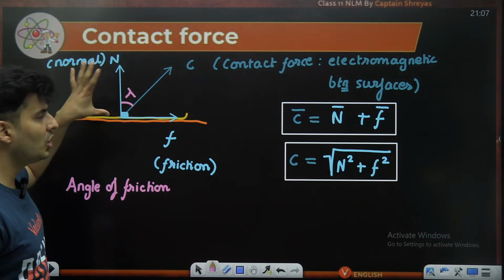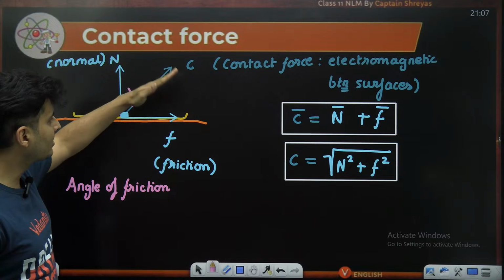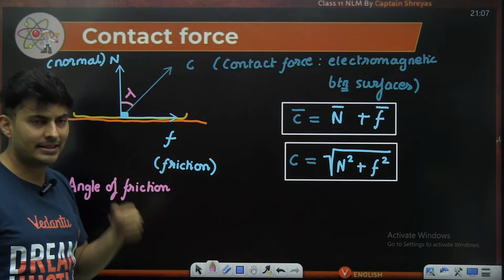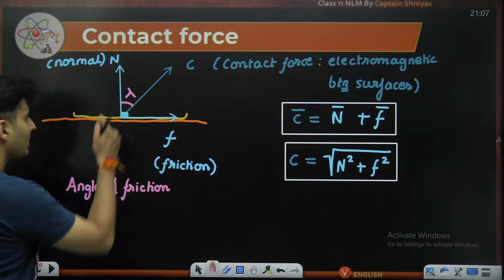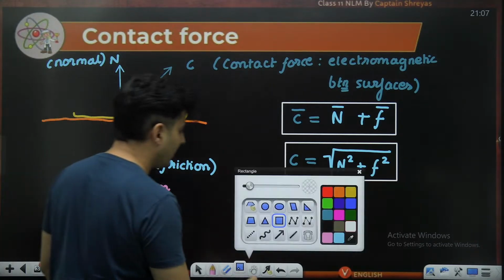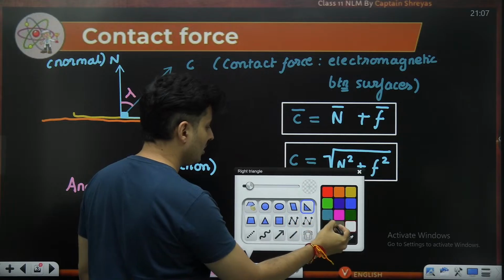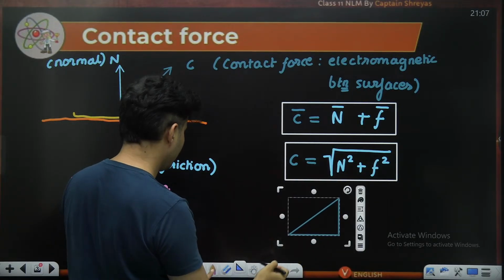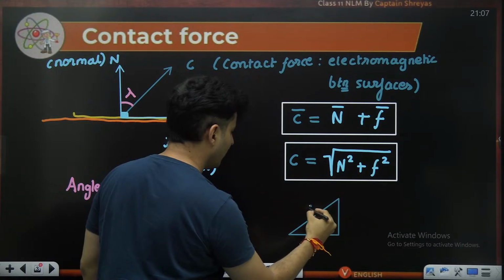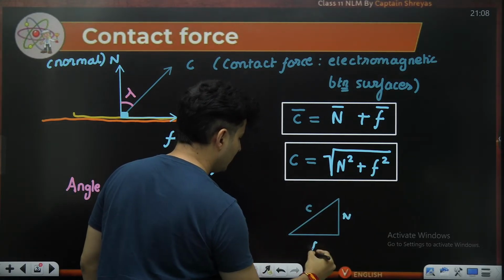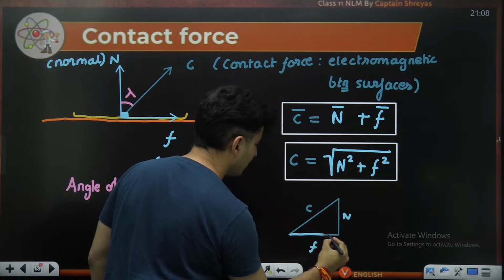For a constant normal force, if lambda is more, friction is more. If lambda is less, friction is also going to be less. And you can see that if you shift the frictional force over here, it's a standard triangle. If you want, I can just redraw it for all of you. This would be the triangle, guys. This would be your contact force. Of course, this will be normal and this would have been friction, right? That is how it would be.